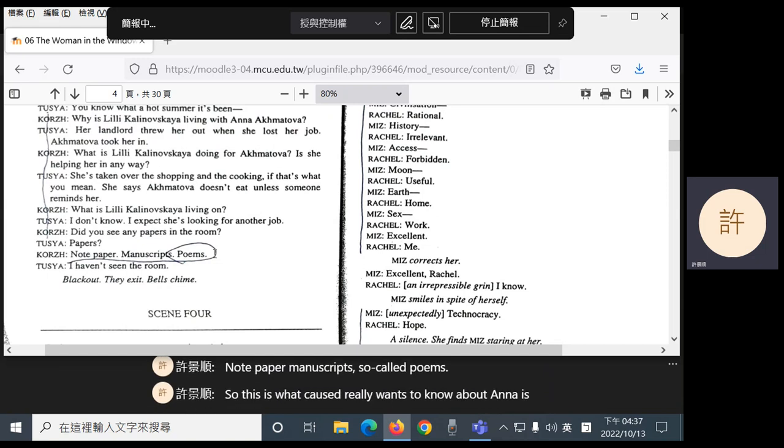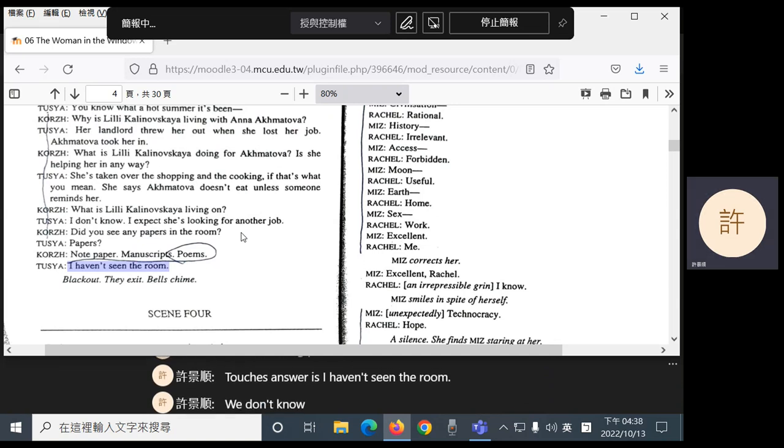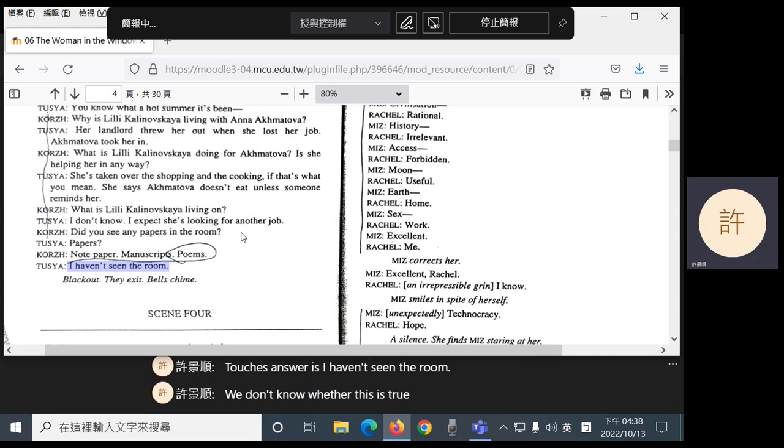Is she still writing poems? Tasya's answer is, I haven't seen the room. We don't know whether this is true. It could be true. She could also be lying again, because once she knows what Kors wants, she can therefore decide whether to give that information to him. And she decides not to give that information.